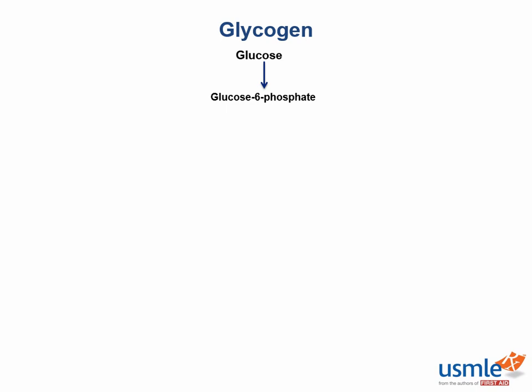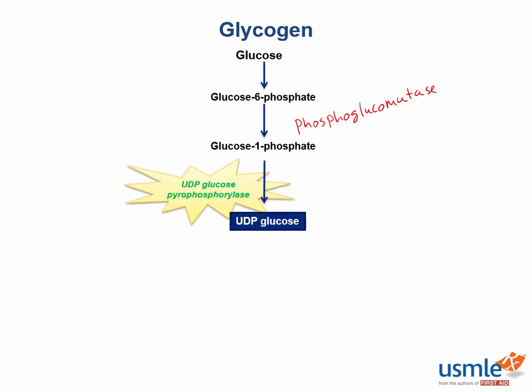Next, glucose 6-phosphate is converted to glucose 1-phosphate by the enzyme phosphoglucomutase. And phosphoglucomutase here just simply moves the phosphate group from one spot to another on the same molecule. And if you remember, this is exactly what mutases do. They move functional groups around. Now, glucose 1-phosphate can be converted to UDP glucose with the help of the enzyme UDP glucose pyrophosphorylase.